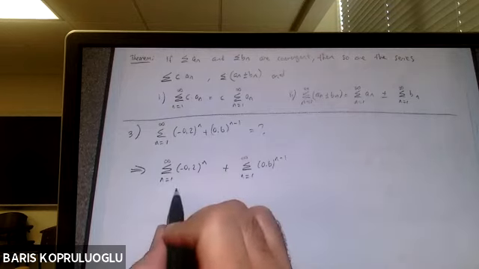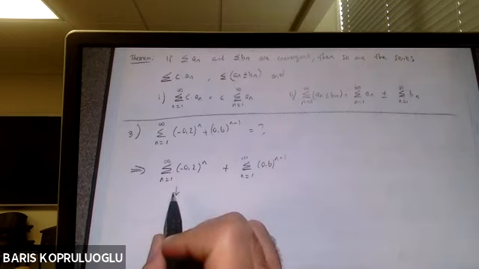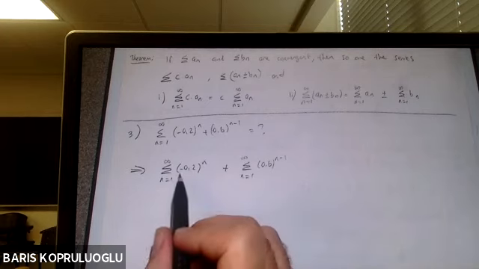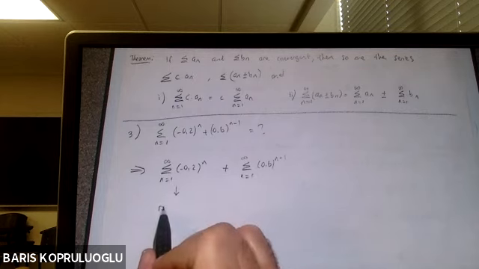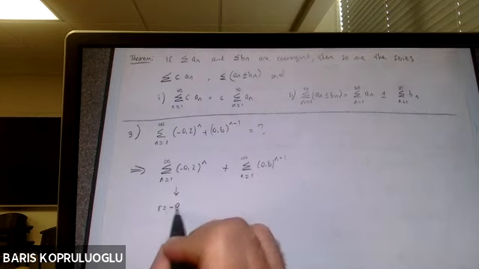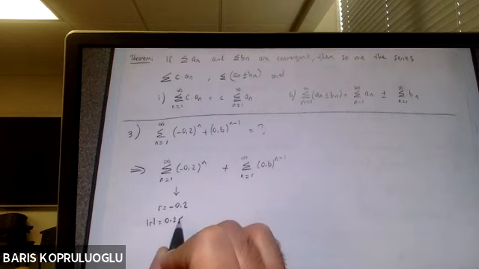So the first one, I think it's already in the geometric series form. You can think of this as a times r to the power of n, and a is just 1. So the common ratio is negative 0.2. Its absolute value is 0.2, which is less than 1.